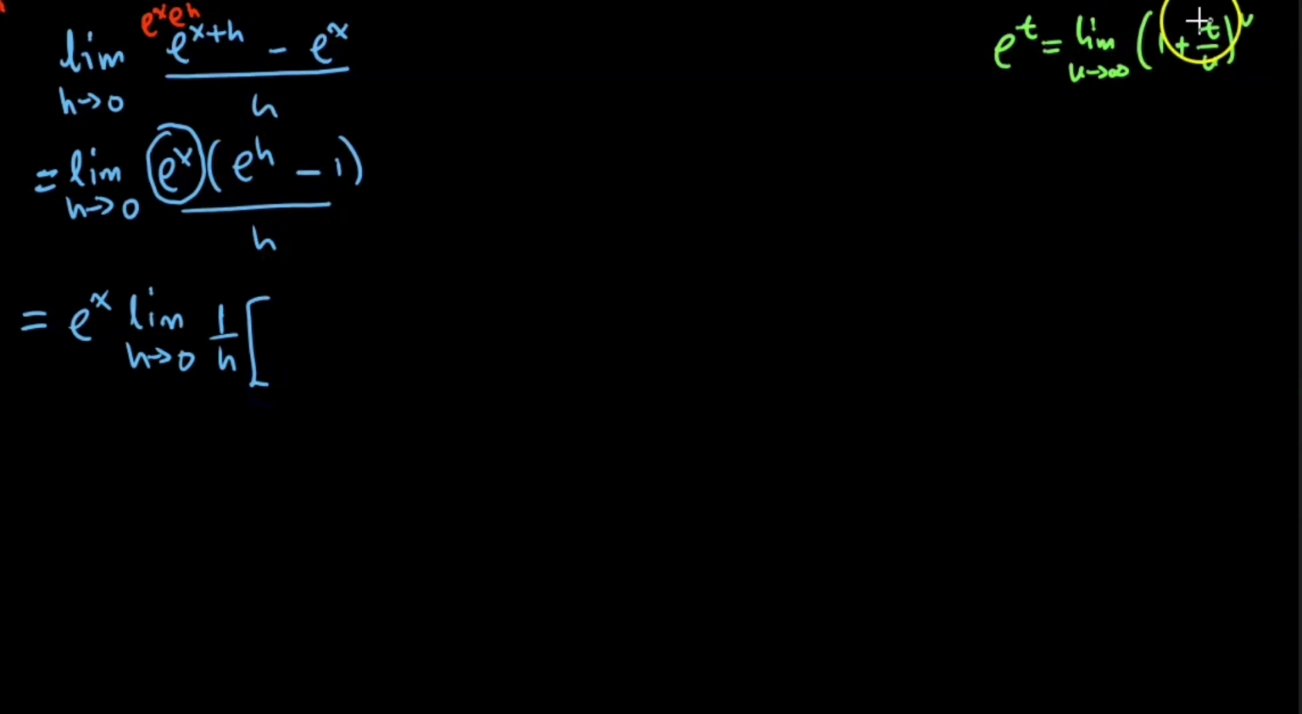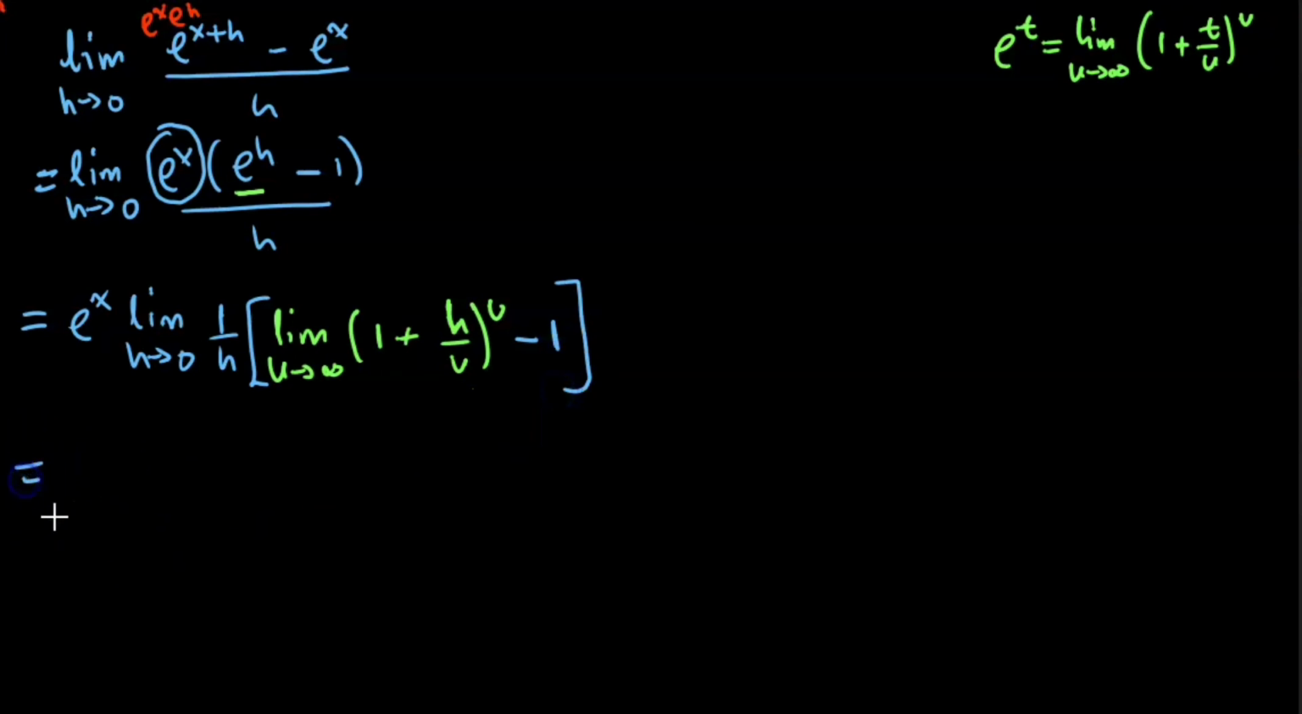But based on this definition, what is e raised to the power of h? It is going to be this definition where the t will be replaced with h. So in that case, e raised to the power of h is going to become the limit as u tends to infinity of 1 plus t over u, but in this case t is our h, so that will be h over u, raised to the power of u right there. And notice that we subtract 1 from that, and then we close that right there. Alright, so let's evaluate that to see what we have.